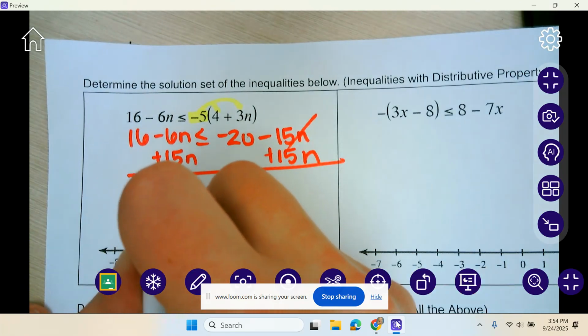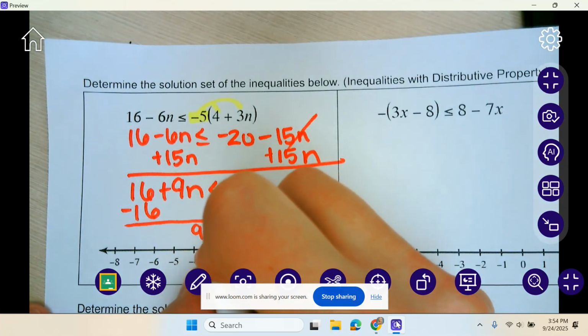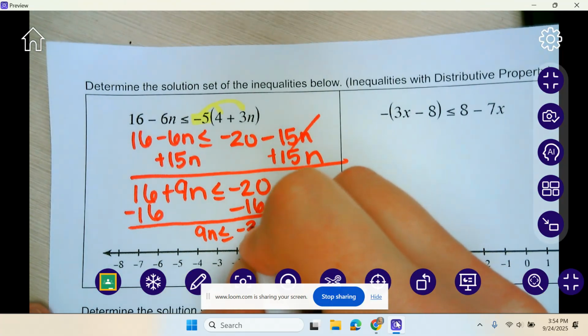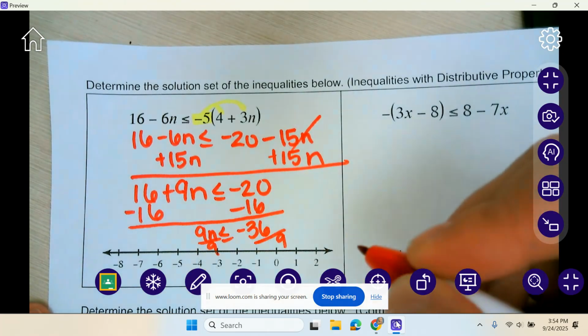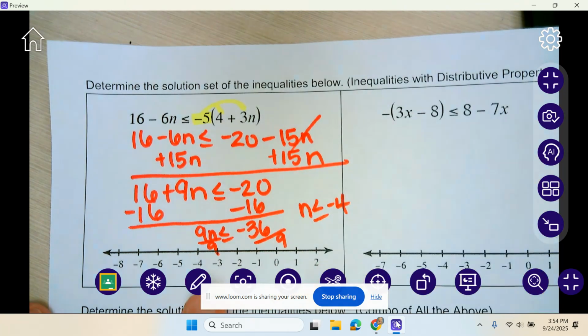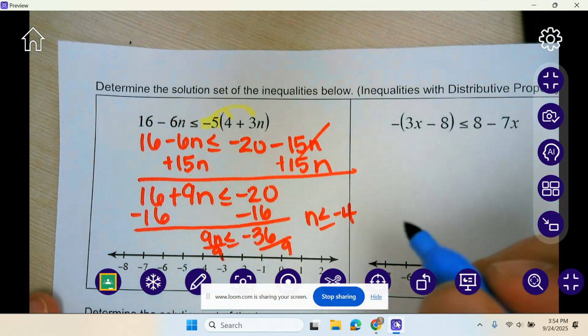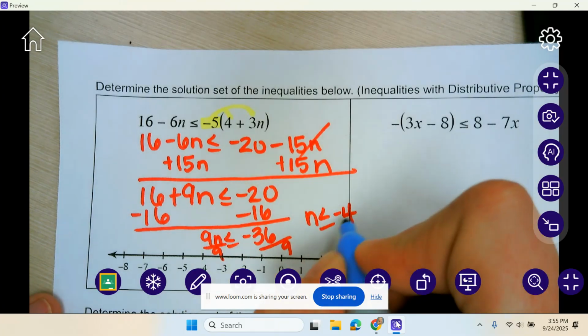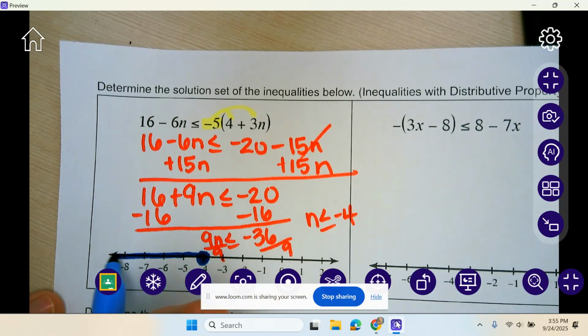So I'm going to subtract 16. And I get 9n is less than or equal to -36. So I divide by 9. And then I get n is less than or equal to -4. Because the 9 is a positive number, I don't flip it. Okay, sorry, ran out of room. It's a little squished, but we'll survive. All right, so n is less than or equal to -4. So closed dot at -4. Less than is all the numbers to the left.